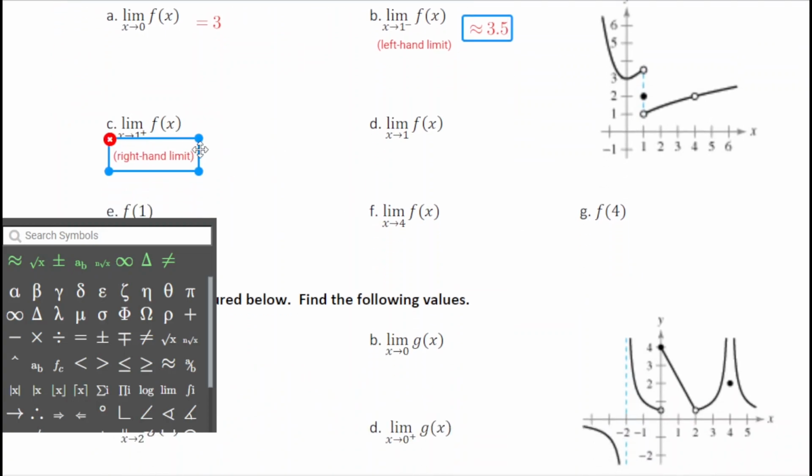Now if we approach 1 from the right, so in other words, if we follow the graph from the right-hand side, we're approaching y equals 1. So because the left-hand limit when x approaches 1 is different from the right-hand limit as x approaches 1, that means the overall limit as x approaches 1 is not defined. Okay, so we're basically going to say that it does not exist.